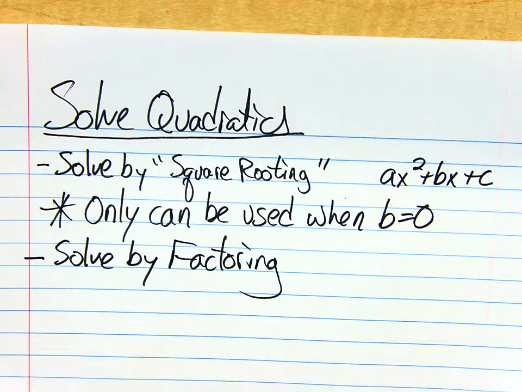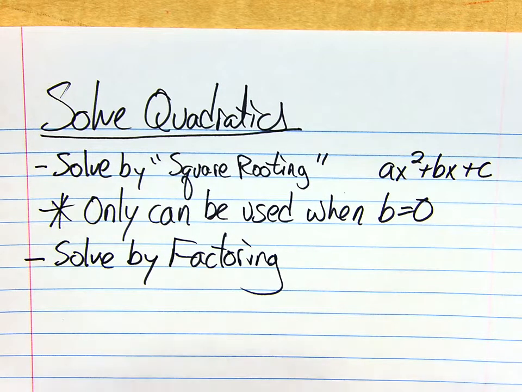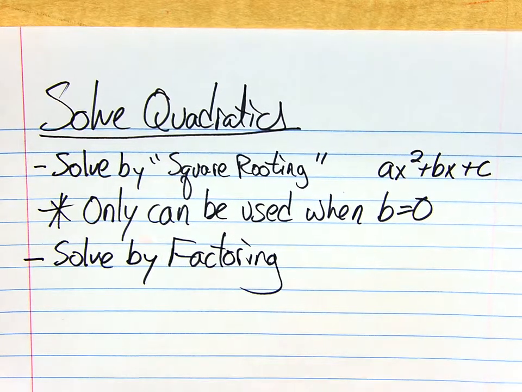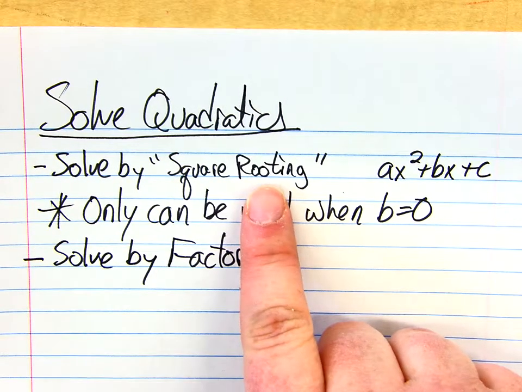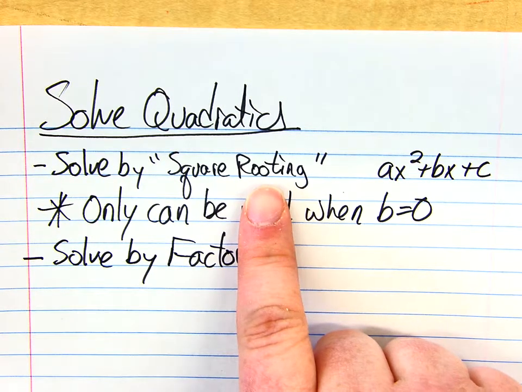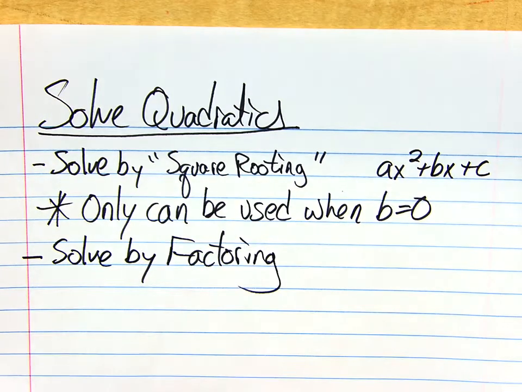Okay, so in order to solve by factoring, here's what I do. I look at my quadratic. If b is equal to 0, I'm going to go ahead and solve by square rooting, because that's the easiest thing to do when b is 0. But there's plenty of times when b is not 0.